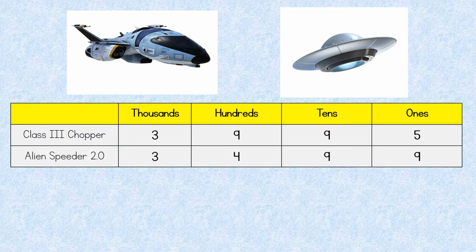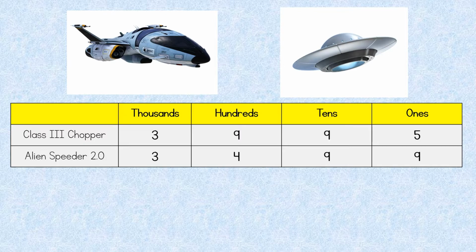To compare, to see which one is the greatest, which one is the smallest, start by looking at the greatest place. Which place here is the greatest? The thousands, the hundreds, the tens, or the ones? If you said the thousands place, you are correct. The thousands place is the greatest place here. So, you can begin by looking at the digits in the thousands place.